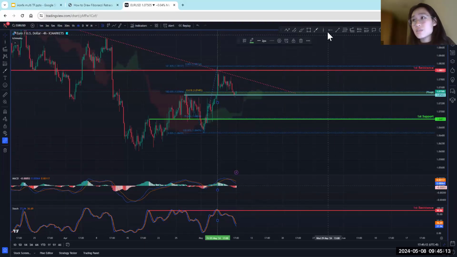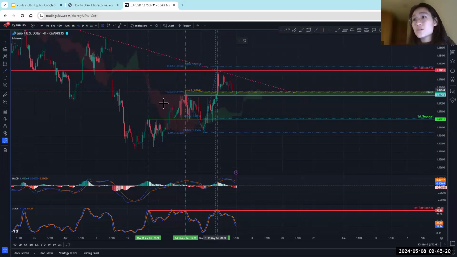Let me just highlight the peaks. So price was making higher highs. But over here, it was just maintaining at this level. So that's why we're expecting price to continue to drop. And it did drop over here. So let's see if it will rise back up.